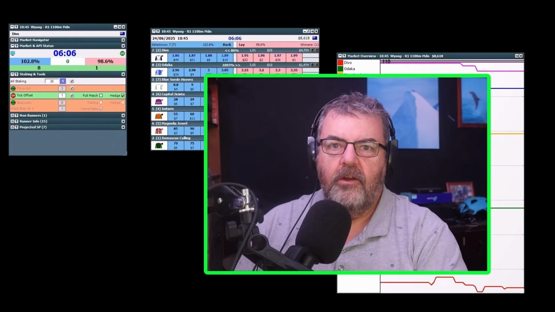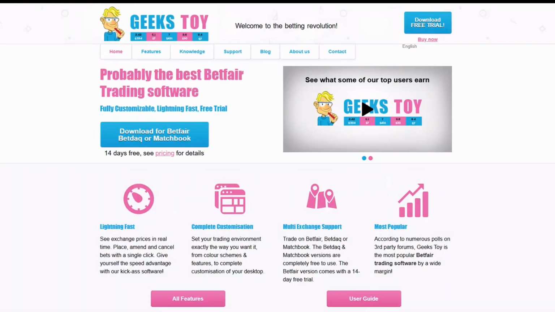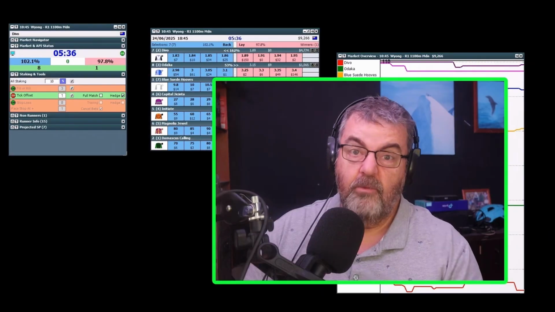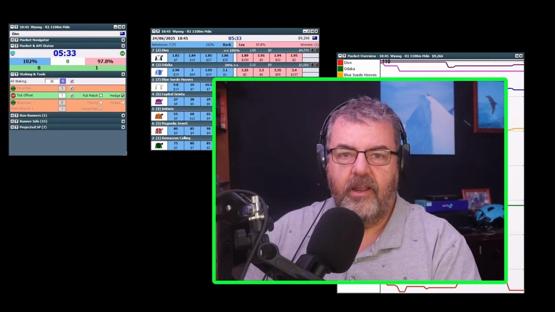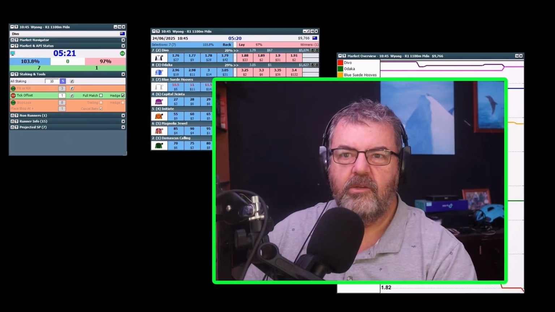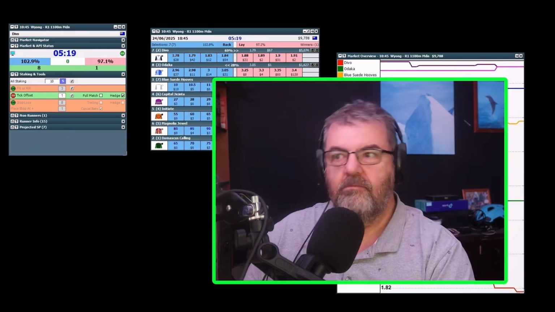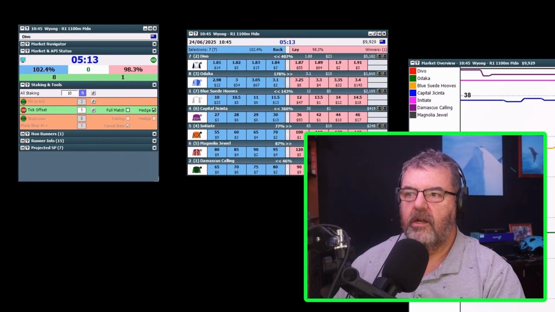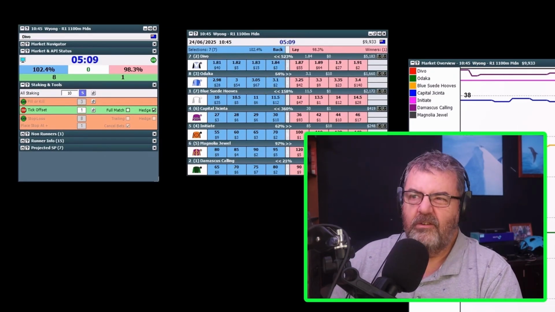So I've just downloaded and installed the Geeks Toy, which is Betfair trading software, and I'm going to try my hand at trading on the horse racing market. Now you might already be doing this or had a crack at it, or you might be completely new at it. And at first, when you install the software, it probably looks quite daunting, like what the hell's going on? Got a lot of flashing lights and numbers, but it's actually quite simple.